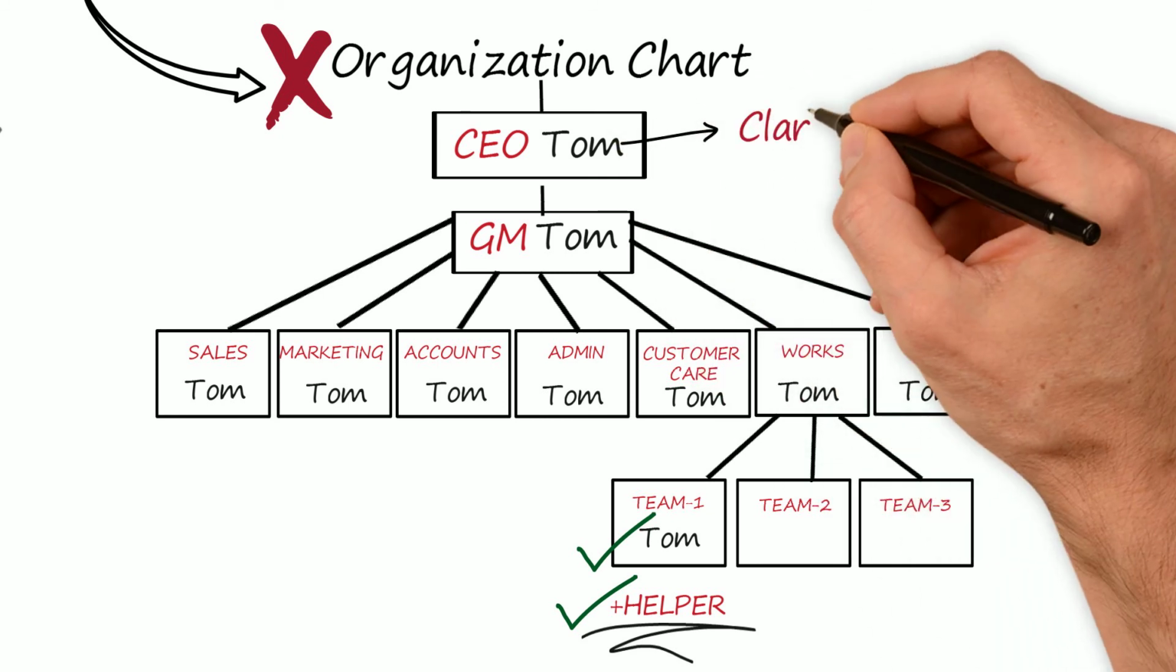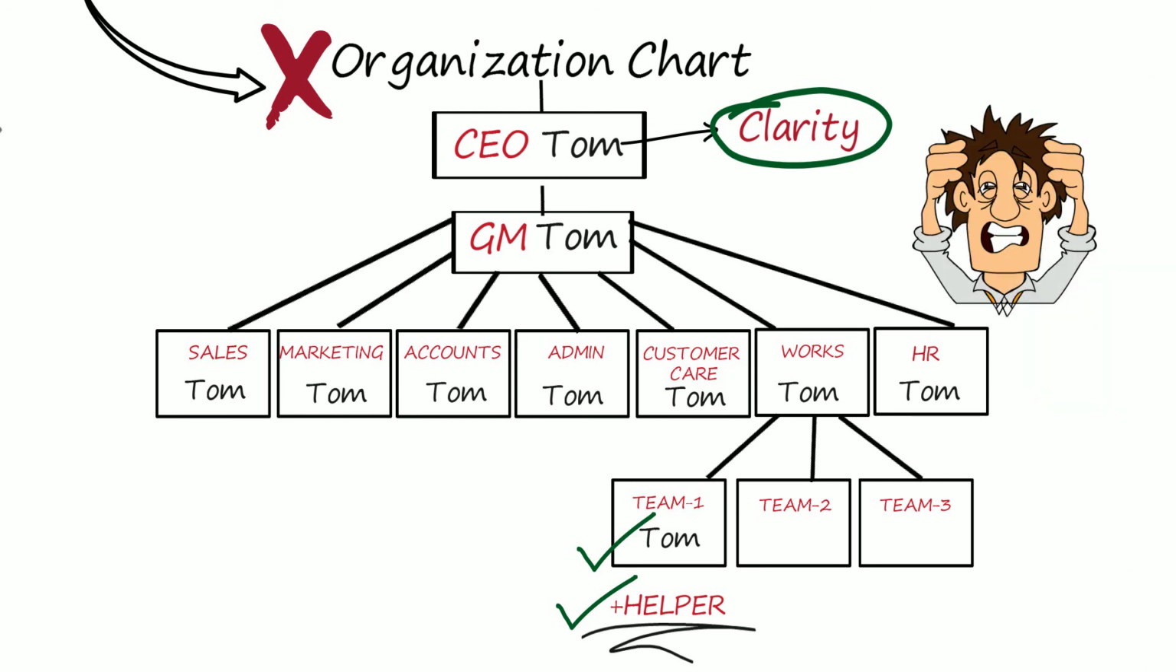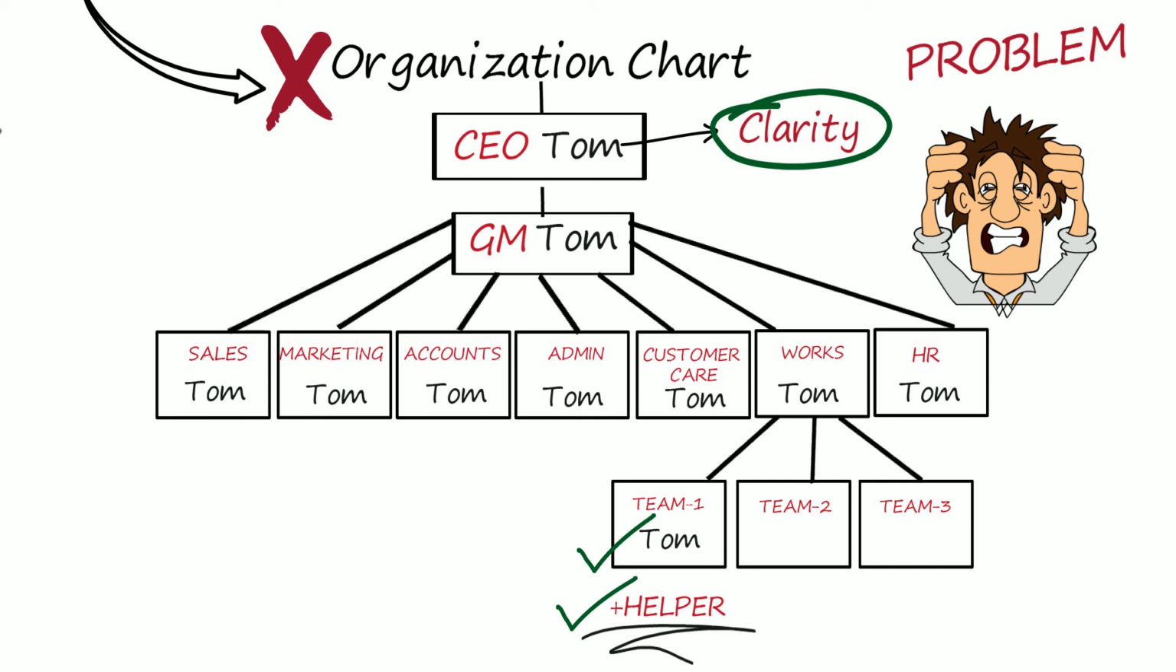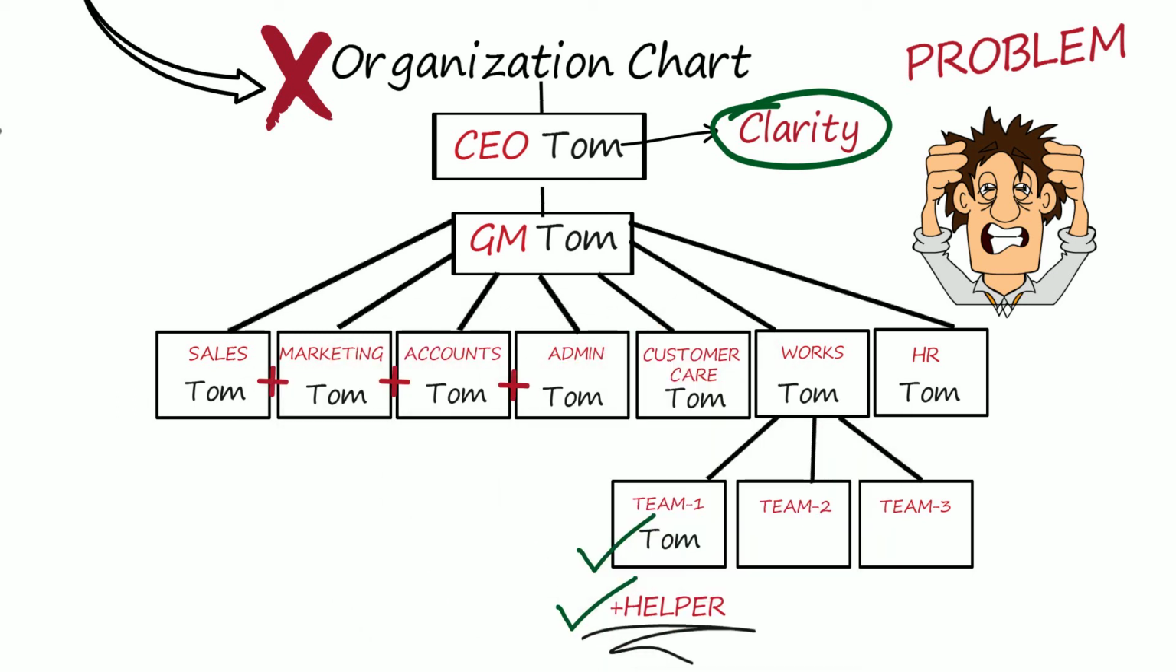So, in order for Tom to get clarity on what's going on, he must understand that he is now in all of these roles. And at any given time in the company, there will always be a problem. And the problem will be linked to one of these people, one of these roles. As time goes on, Tom can hire more and more people.